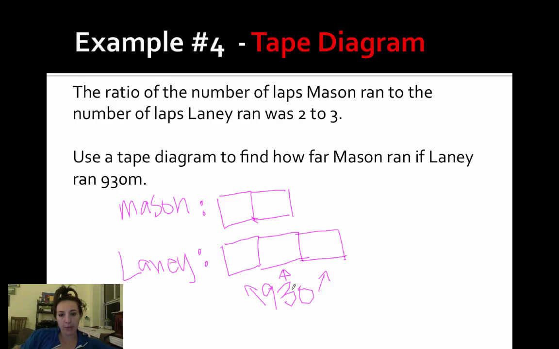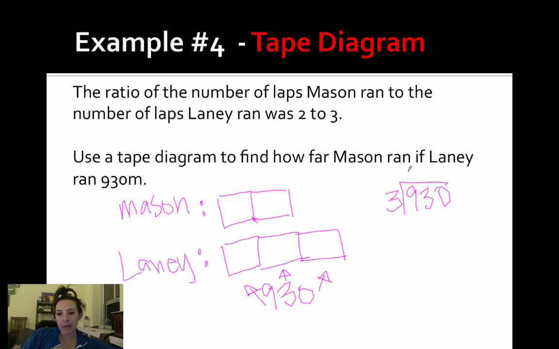So these 3 blocks represent 930 laps total. We need to figure out how much each block represents, and then Mason gets 2 of those blocks. So what we have to do is split this 930 up into 3 parts, which is a division problem.